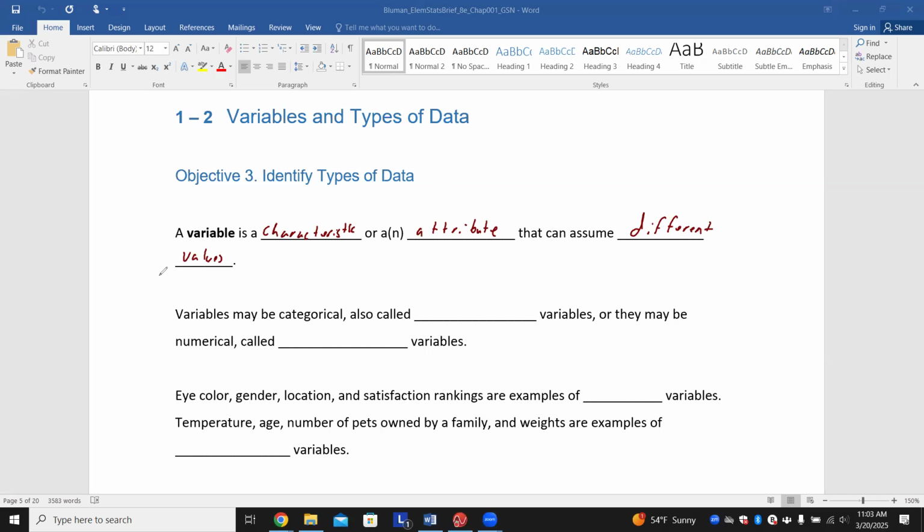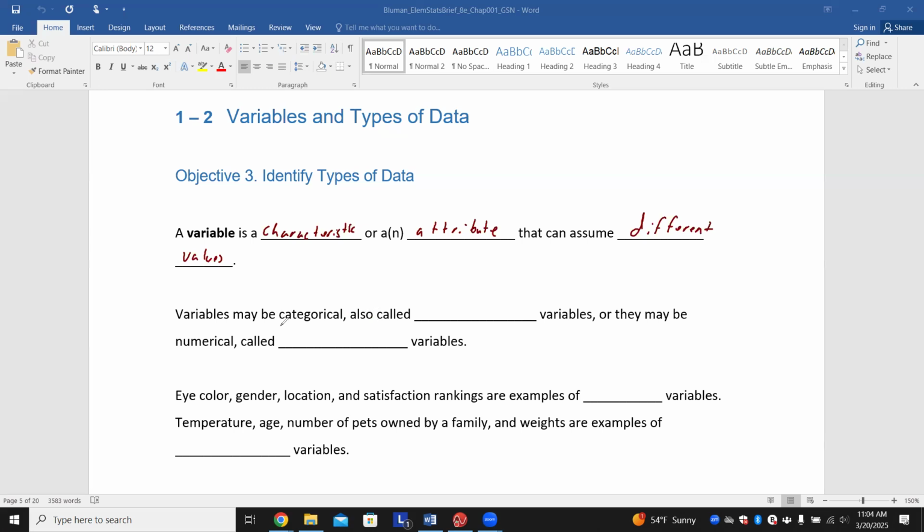It can represent a measurement, a total of a group. It can represent an attribute, meaning they're blonde, brown-headed, black-headed, they're male, they're female, they're 12, they're 14, they're 16, whatever the concept is. But the variable can be a characteristic or an attribute and can be different values. So variables may be categorical.